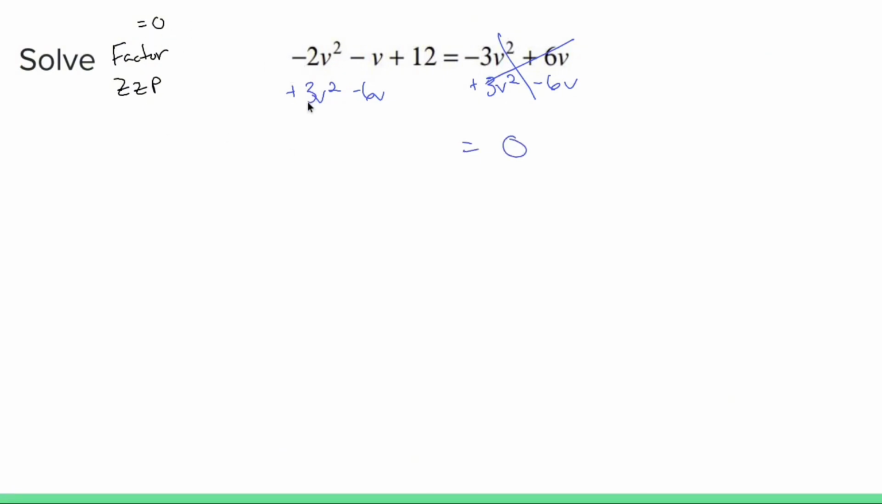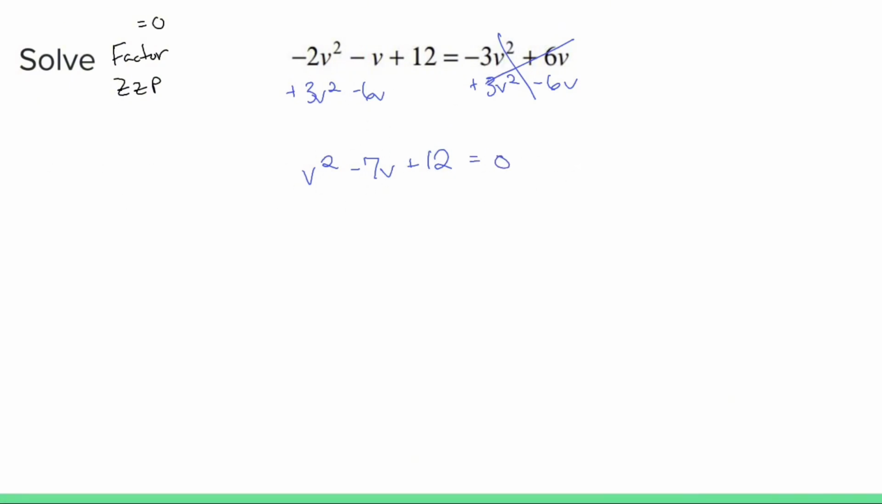Negative 2v² plus 3v² is just an invisible 1v². Negative v minus 6v is negative 7v. And then plus 12 is just lingering. This is all crooked, so I'm going to erase it and make it look pretty. All right. So now that I have everything equal to 0, let's factor.